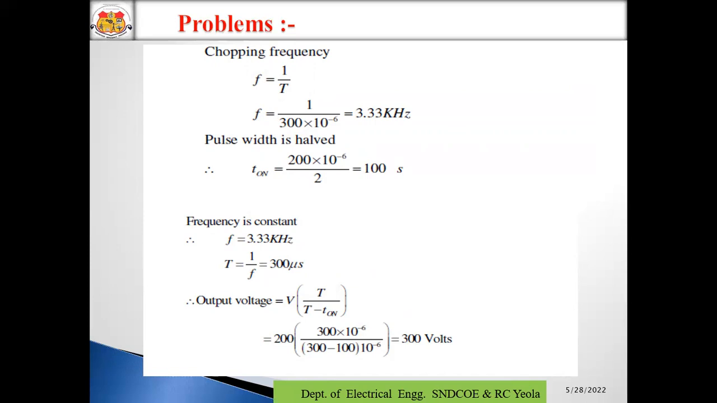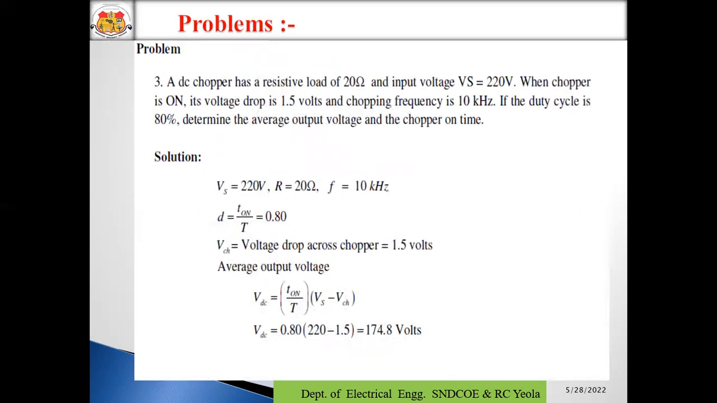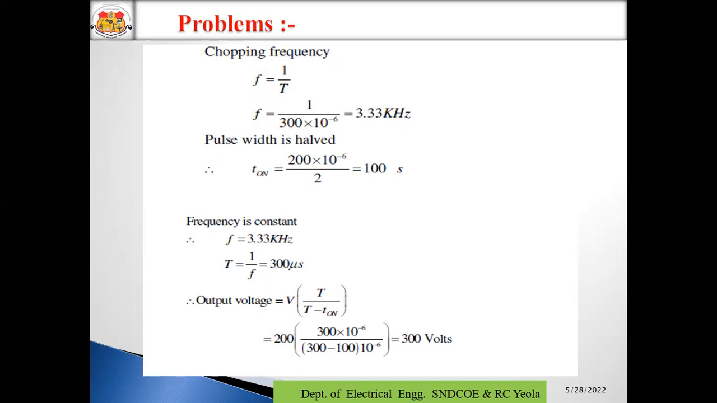The frequency is constant, F equals 3.33 kilohertz, and T equals 1 upon F, which equals 300 microsecond. Therefore the output voltage equals V into T upon T minus T on. So the output voltage equals 300 volt. This is the calculation and solution of this numerical, and according to that we can find the value of the output voltage.